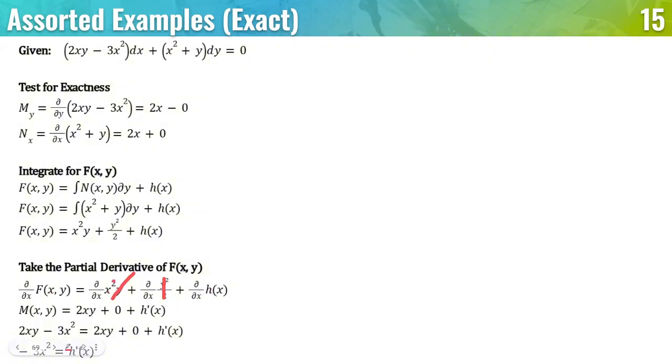So x squared becomes 2x, and then you treat the y as a constant. Y squared over 2 becomes 0, and then h of x becomes h prime of x. So now that you are able to substitute Mxy, you need to isolate this one. So we have negative 3x squared is equal to h prime of x. So now you have to integrate both sides.